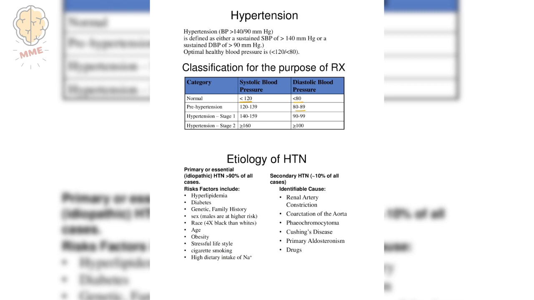Stage 1 is when the systolic blood pressure ranges between 140 to 159 and diastolic blood pressure ranges between 90 to 99. And stage 2 of hypertension is when it is more than 160 systolic blood pressure and more than 100 diastolic blood pressure. Now, what are the causes of hypertension?